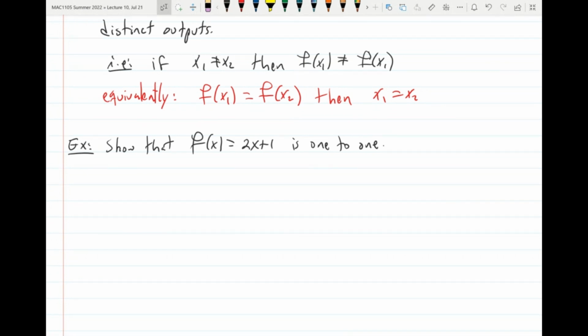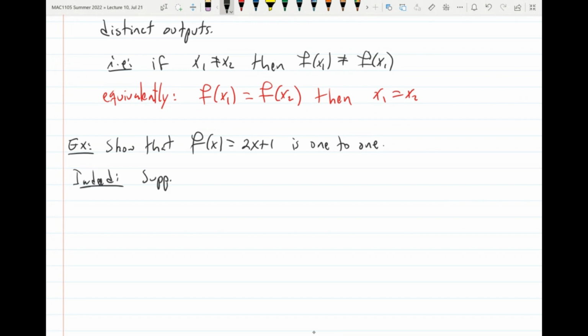Okay, so to argue this, we need to show that if you have two different inputs, then the output must be different, or equivalently, if two outputs are the same, then the input must be the same. This is easier to do when you are dealing with equations. Okay, so indeed.